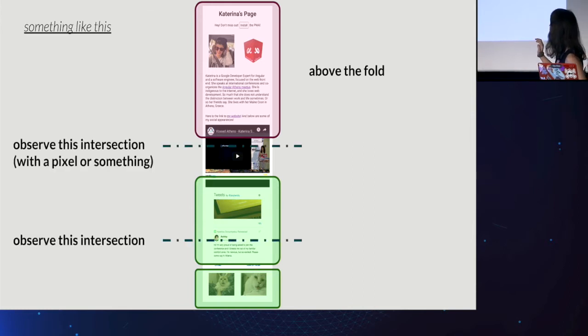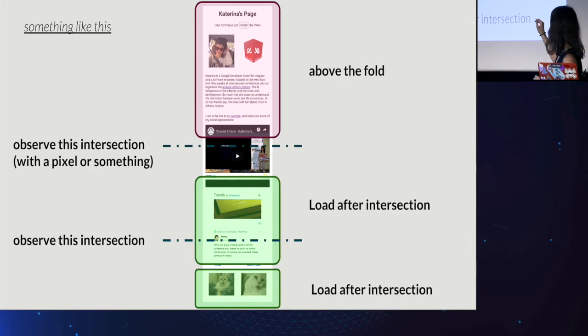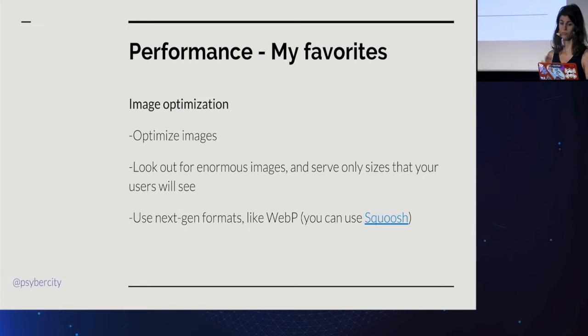We could add an intersection observer, with two points to intersect, say here and there, and then load these things after the intersection. So how do you use the intersection observer, for example? You add a pixel, or you add an HTML element that you want to observe, and when this element comes into view, you start loading things that are below that. So yeah, that was that.